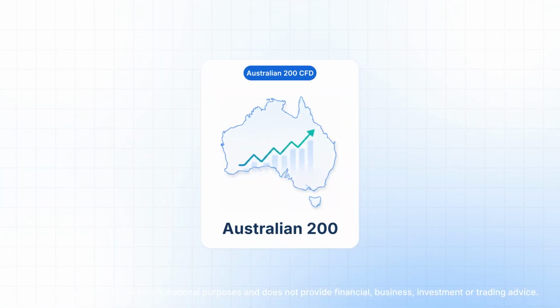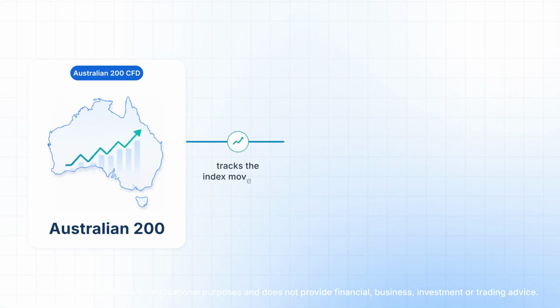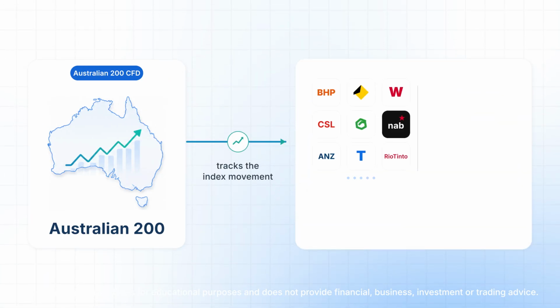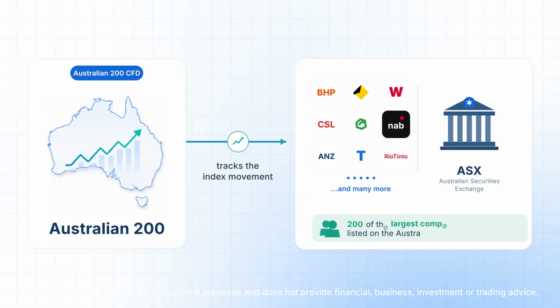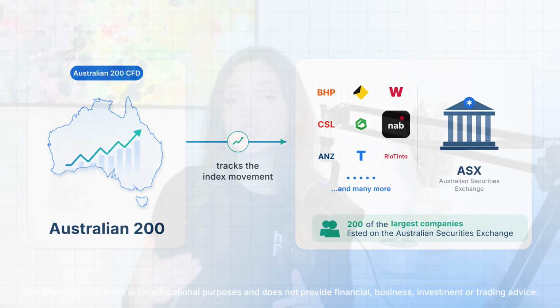For example, the Australian 200 CFD tracks the movement of the Australian 200 index, which represents 200 of the largest companies listed on the Australian Securities Exchange. This one is traded in Australian dollars. On the other hand, the NASDAQ index is known for being heavily concentrated on technology companies, including major companies like Apple or Microsoft. The FTSE 100, also called the FTSE, tracks 100 of the largest companies listed on the London Stock Exchange.